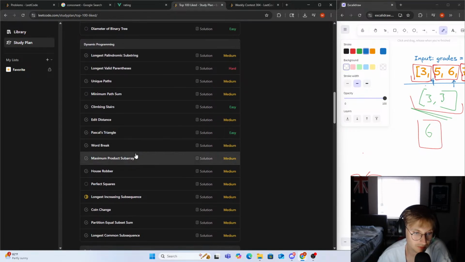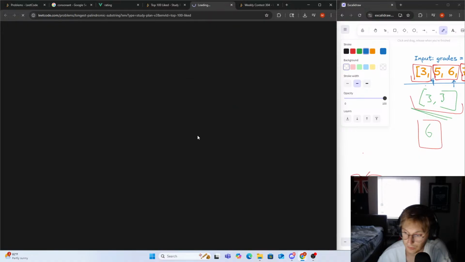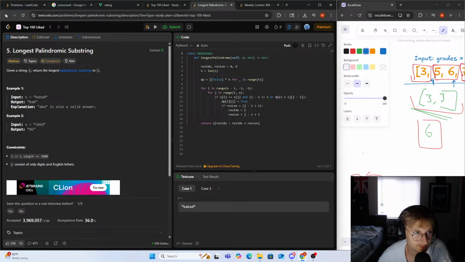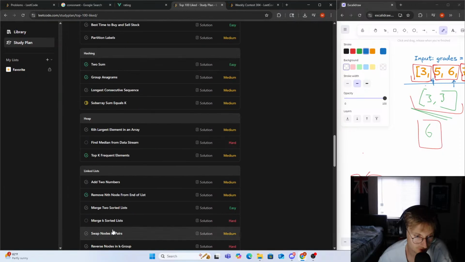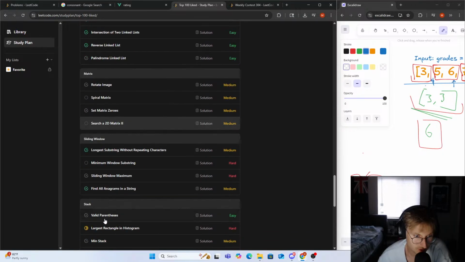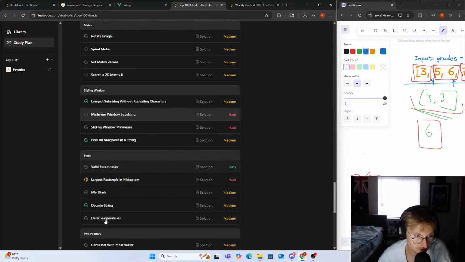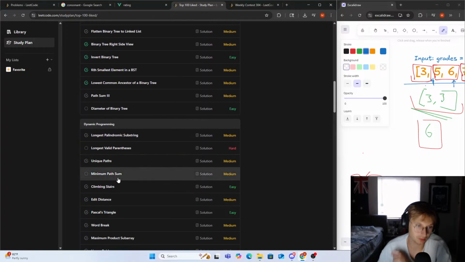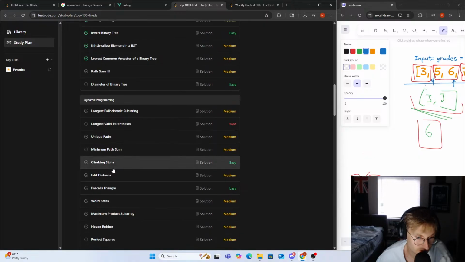DP problem. Which one though? Minimum path sum. Take a look at like a basic one. Are they resetting my solutions at all, or what is going on here? Two pointers. I do want to take a look at a dynamic programming problem, but I don't want to do something too difficult because I got stuff to do.